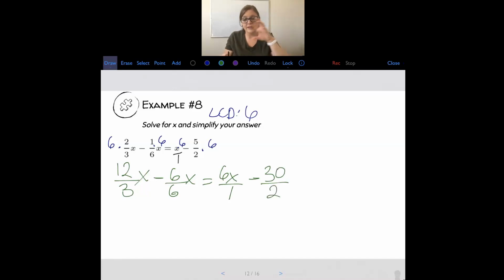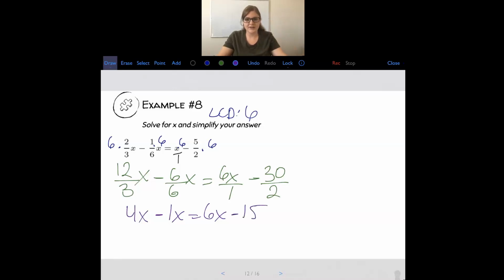Okay, when your x is off to the side, like it's written in this problem, you can just put it with the numerator so that you see where it is right away. Let's continue on with simplifying. So 12 divided by 3 is 4, so this is 4x. 6 divided by 6 is 1. 6x over 1 is just 6x. And 30 divided by 2 is 15, so this is a minus 15.